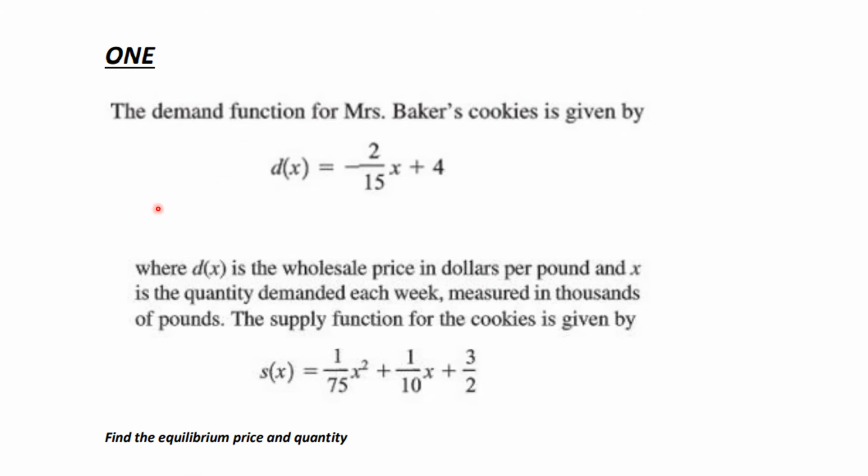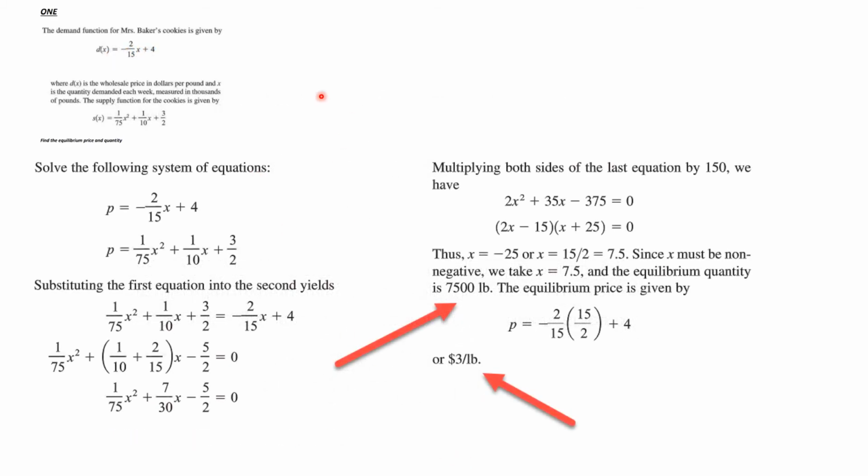This was problem 1. It was a supply-demand problem. That's an important thing. And I ask you to find the equilibrium price and quantity. Well, the equilibrium price and quantity happens when supply equals demand. So this was the demand equation. This was the supply equation. And since they're both equal to P, I can set these two things equal together, and I have to work to solve that. And so I'm solving a quadratic.